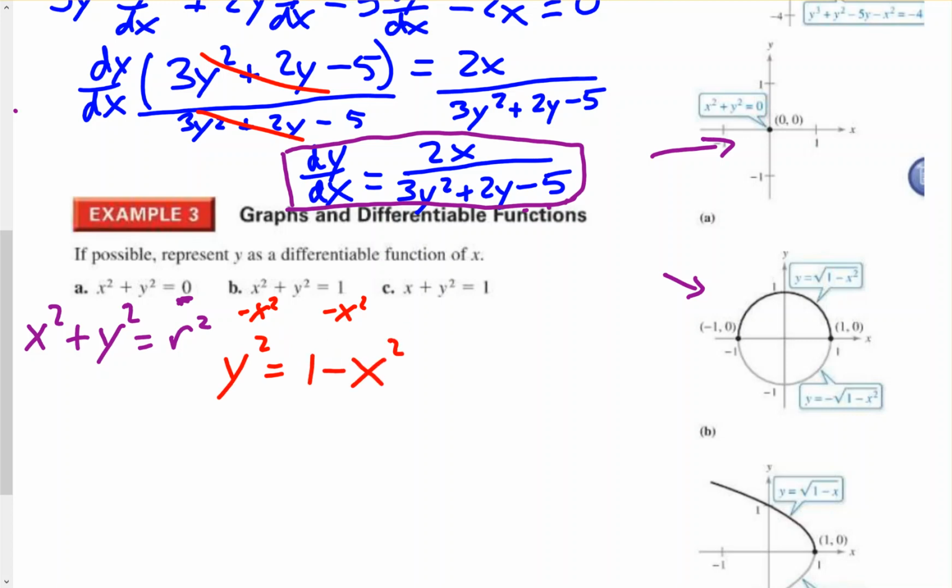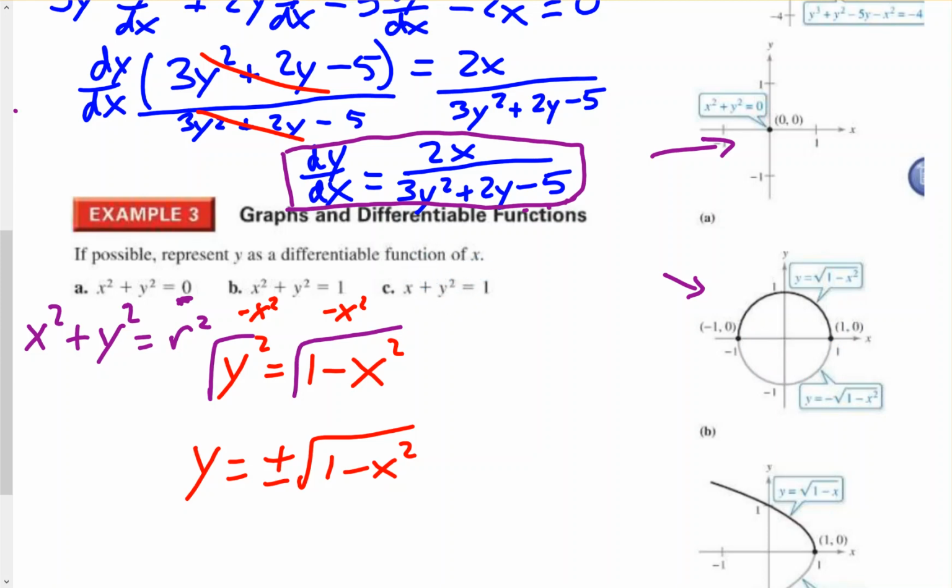Then we take the square root of both sides to get the y alone. So we get y equals plus or minus the square root of 1 minus x squared. Okay, so the plus version, the positive version, will be the top half of the circle, and the minus version will be the bottom half of the circle. Okay, let's take a look at part C.